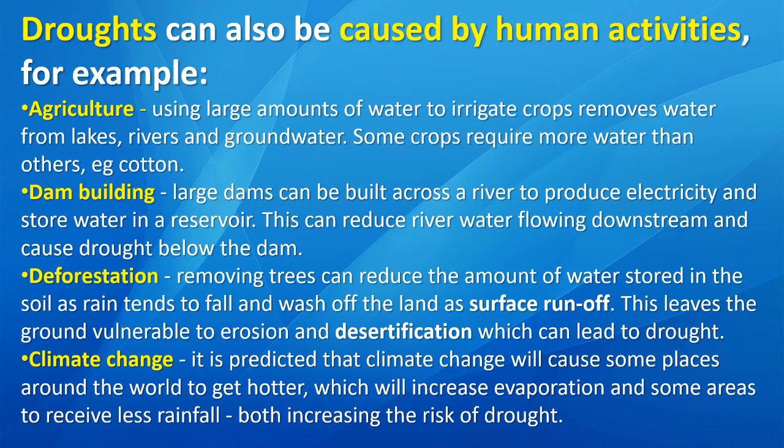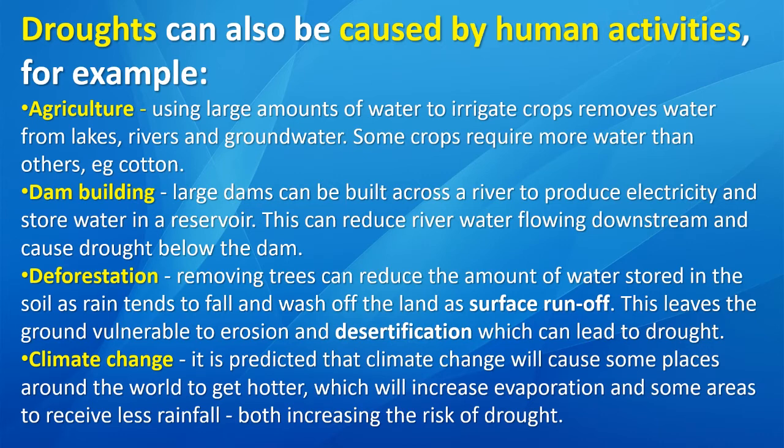So large dams can be built across a river to produce electricity and store water in a reservoir. This can reduce river water flowing downstream and cause drought below the dam. So if you're collecting water in one area, you must have taken it from the areas more downstream, below the dam. So maybe building a dam, which might produce power and it might be good for one area, is causing drought in another area.